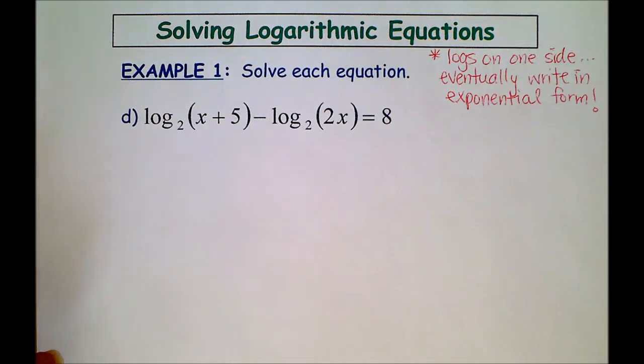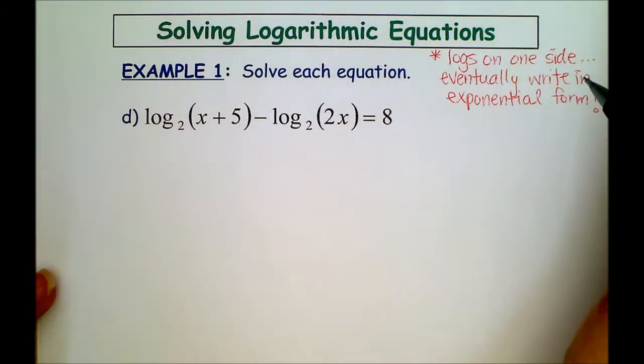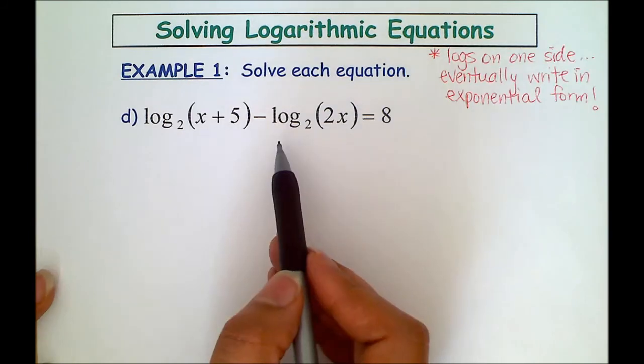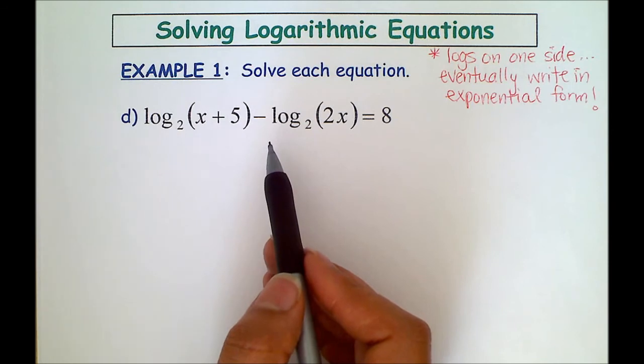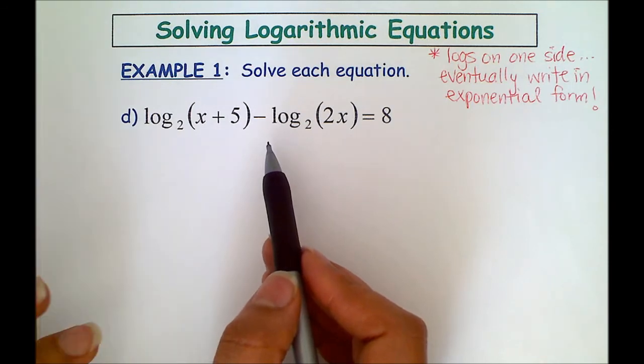For our final example, we have log base 2 of (x plus 5) minus log base 2 of 2x equals 8. And again, what you'll notice is that we have logarithms only on one side. So we have two logarithmic statements or expressions on one side. So again, eventually I'm going to write this in exponential form to help me solve it. So first thing I'm going to do is try to combine the logarithms.